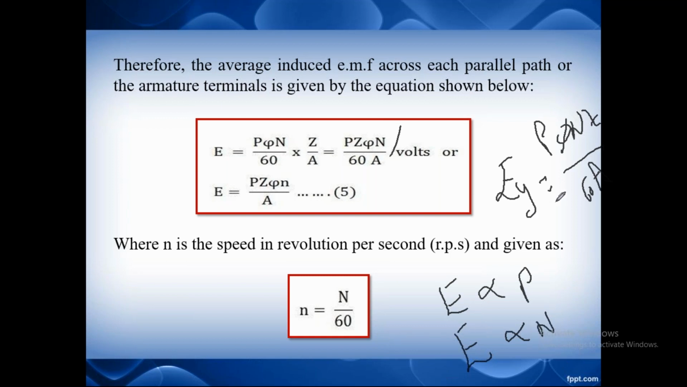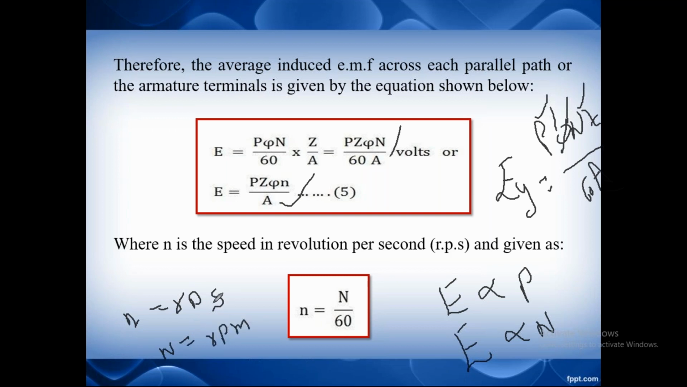So this equation is given by Eg = P φ n Z divided by 60A. Here P is the number of poles, φ is the flux, n is the speed of the armature, Z is the number of armature conductors, and A is the number of parallel paths. If N by 60 we replace by n, then you will get equation 5. Here small n is RPS, revolutions per second, and capital N is RPM, revolutions per minute.